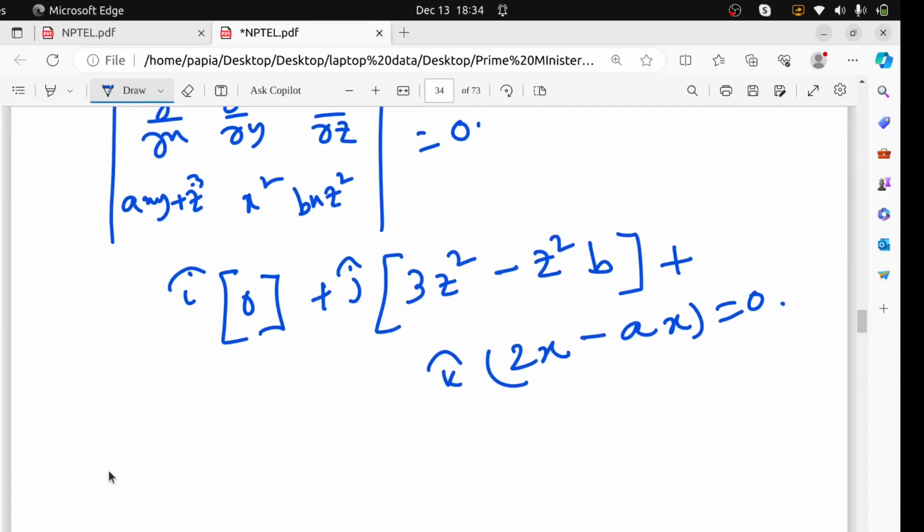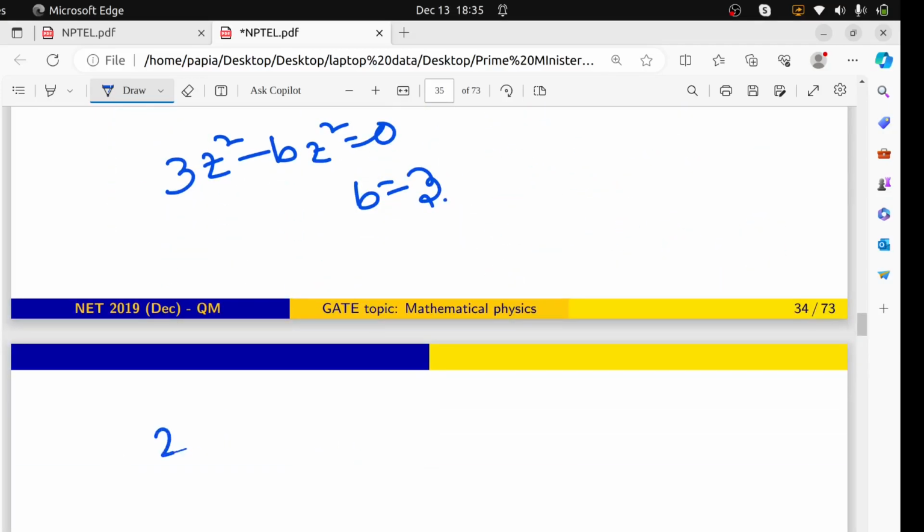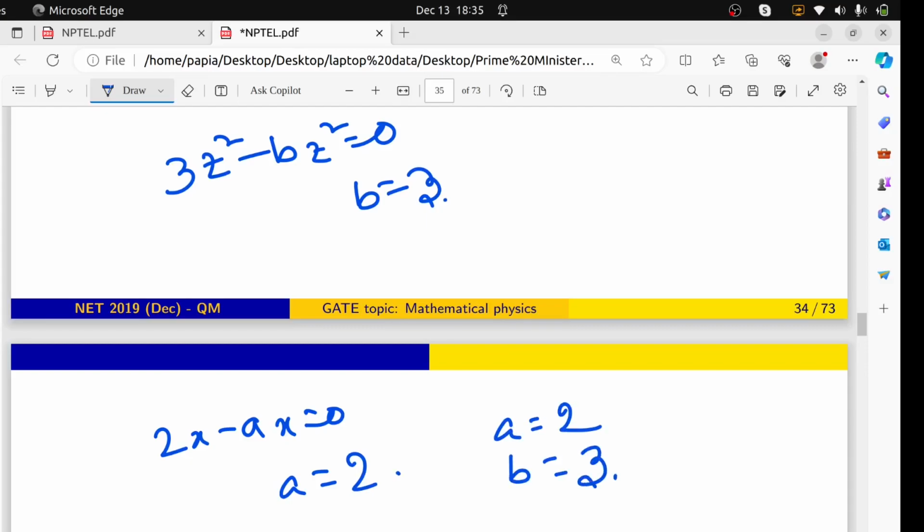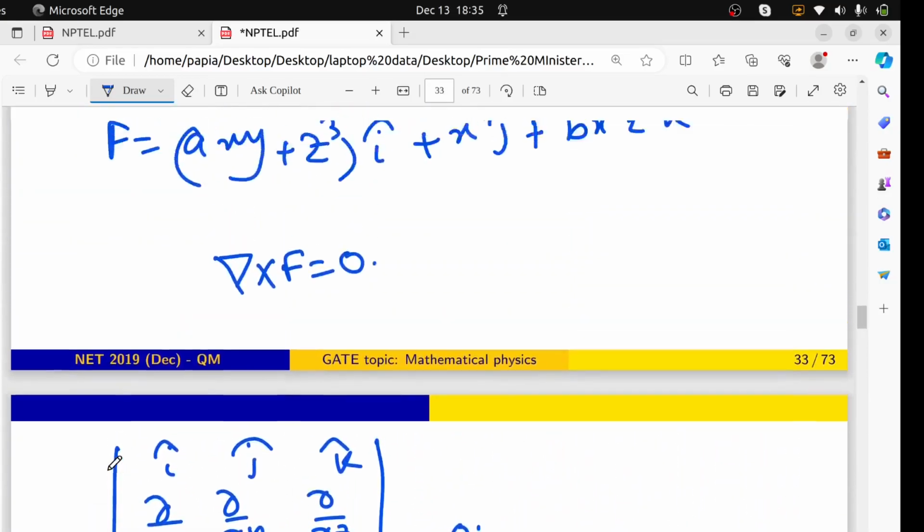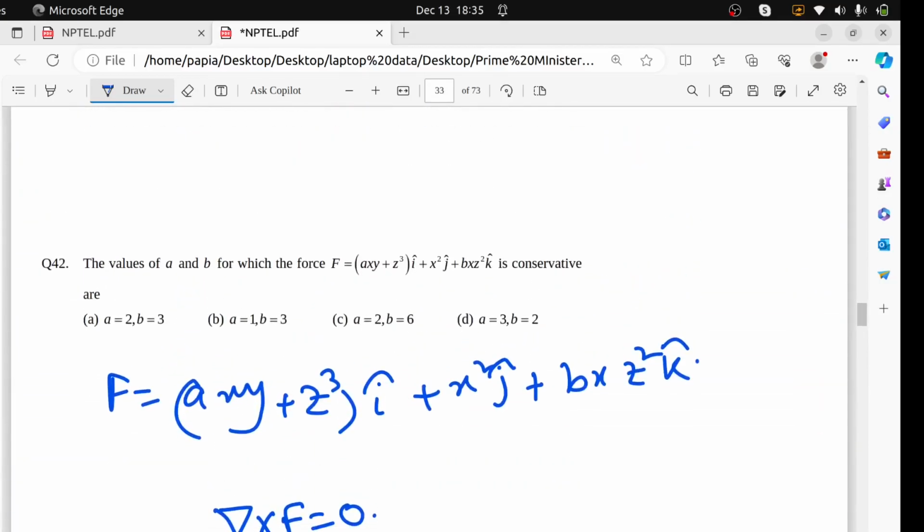So what will be the value here? Simply we can write here 3z square minus bz square will be 0, b will be 3. 2x minus ax is 0, a will be 2. So now we can summarize a equals 2 and b equals 3. So if I check the correct option, a equals 2, b equals 3. Okay. Now we can go to the next question.